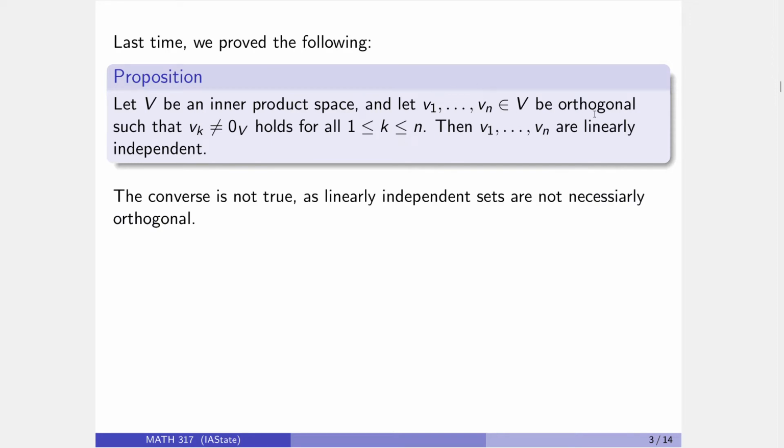So, note, orthogonal and non-zero gives me linearly independent, but as we discussed in class, linearly independent does not mean orthogonal, right? It's pretty easy to cook up elements in R^2 that are linearly independent, but the angle between them is not pi over 2.